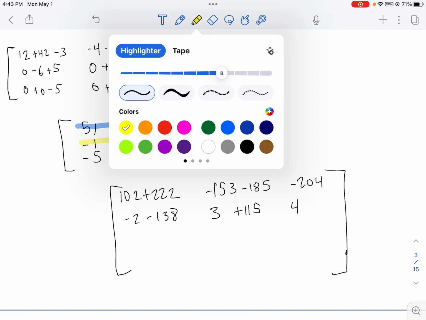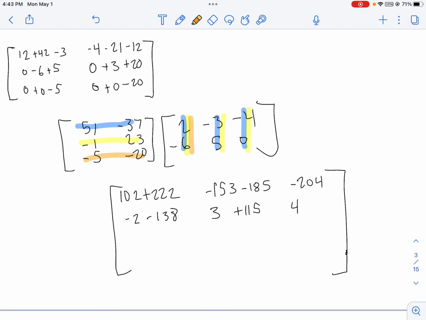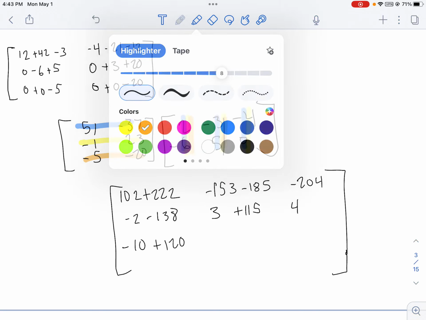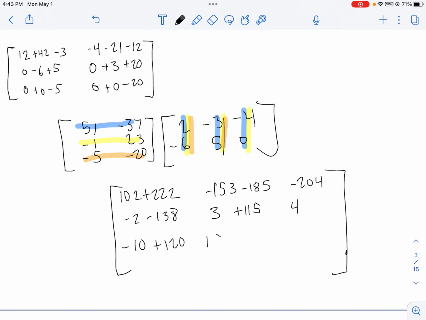Same process one last time. Third row, first column: negative 5 times 2 is negative 10, and then negative 20 times 6 is positive 120. Then on our next column, negative 5 times 3 is 15, and then negative 20 times 5 is negative 100. Last but not least, the third column is positive 20, and negative 20 times 0 just gives us 20.